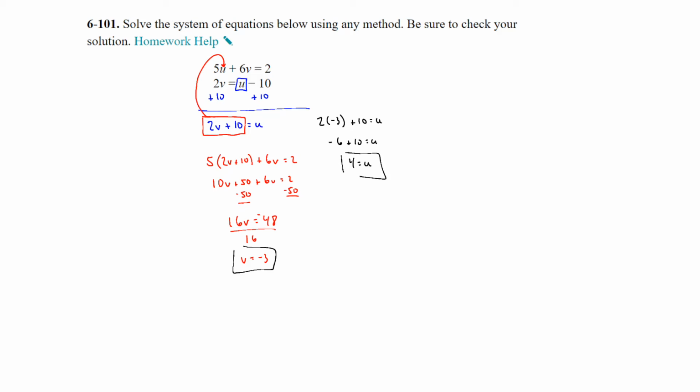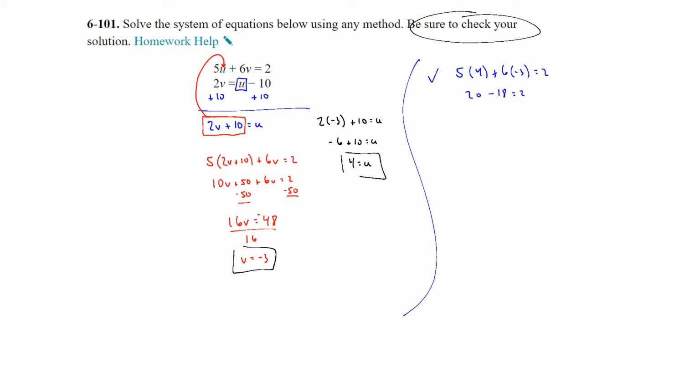So if I want to check my solution, then I'm going to plug both of these back into the original two equations. So 5 times 4 plus 6 times negative 3 is equal to 2. 20 minus 18 is 2. So it checks for the first one. Now we'll go ahead and plug it into the second one.